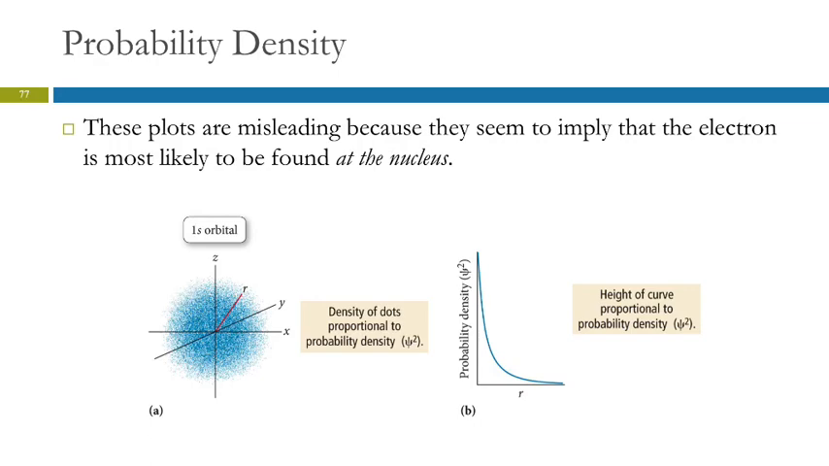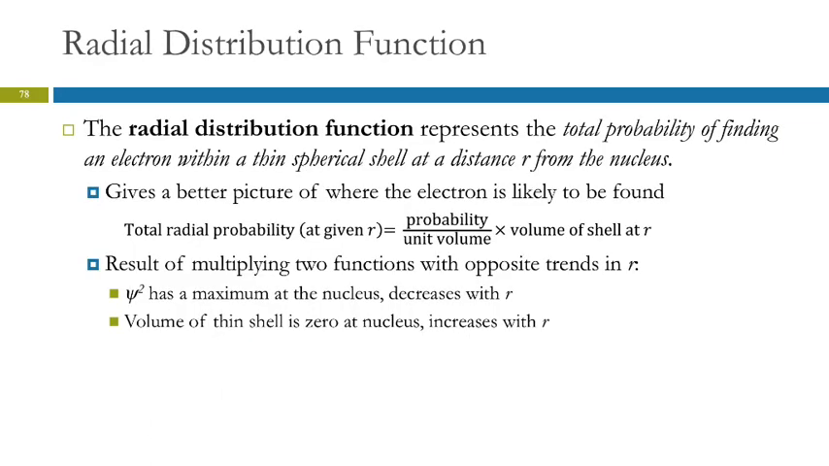But a plot like this is misleading, because if you graph the probability density versus the radius, you see that the highest probability is at the nucleus, and then it falls off as you move away. That suggests that the electron is most likely to be found at the nucleus. But we know that the electron is not at the nucleus. So the probability function didn't quite work.